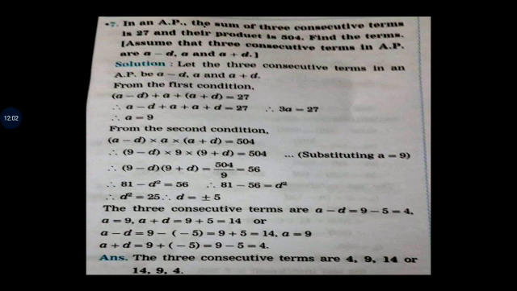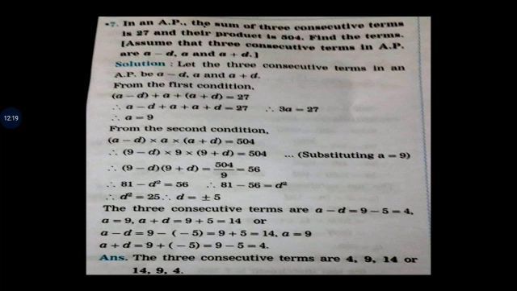Now see the next question. The next question is what? In an AP, the sum of 3 consecutive terms is 27 and the product is 504. Find the terms. Now see, whatever you have to assume, that is given.